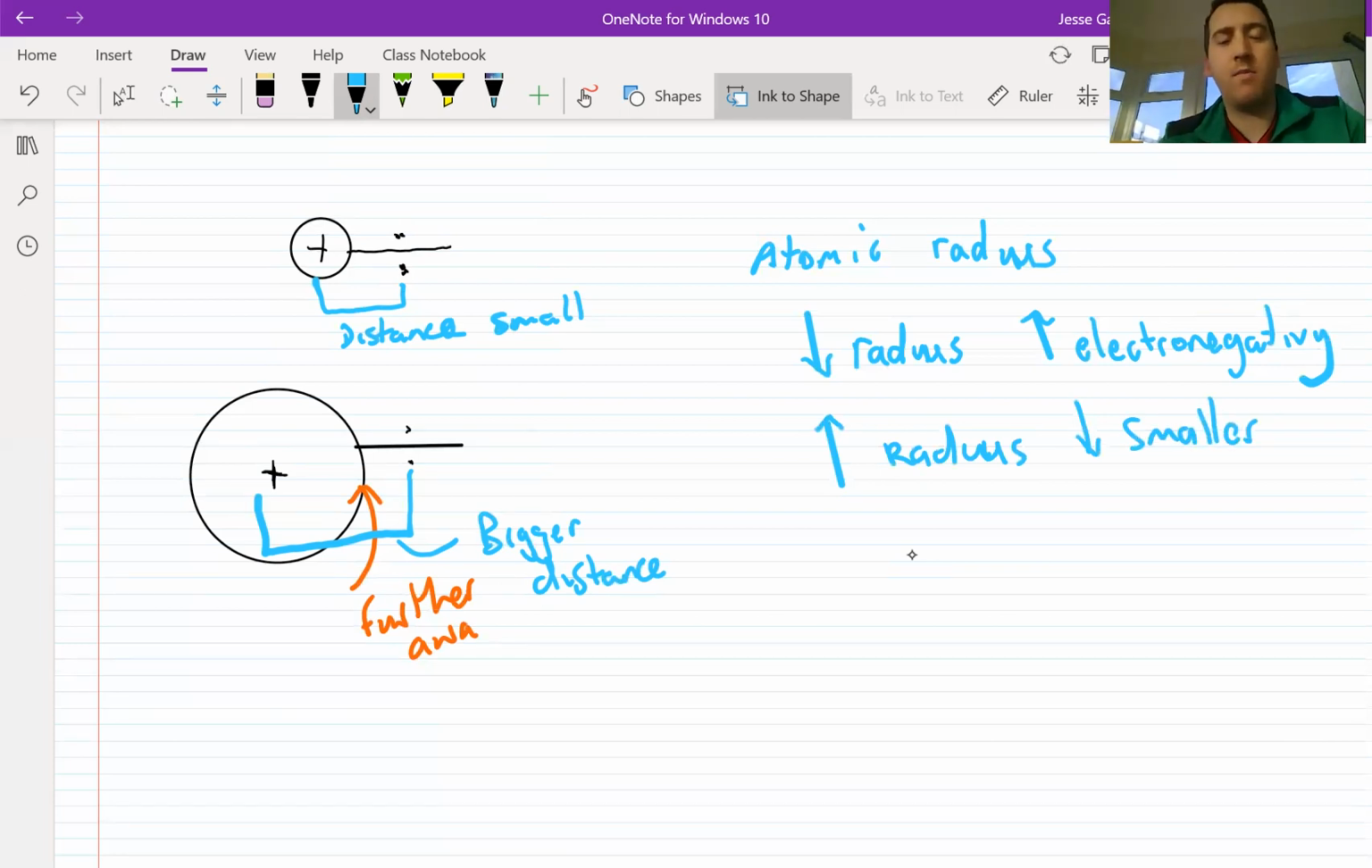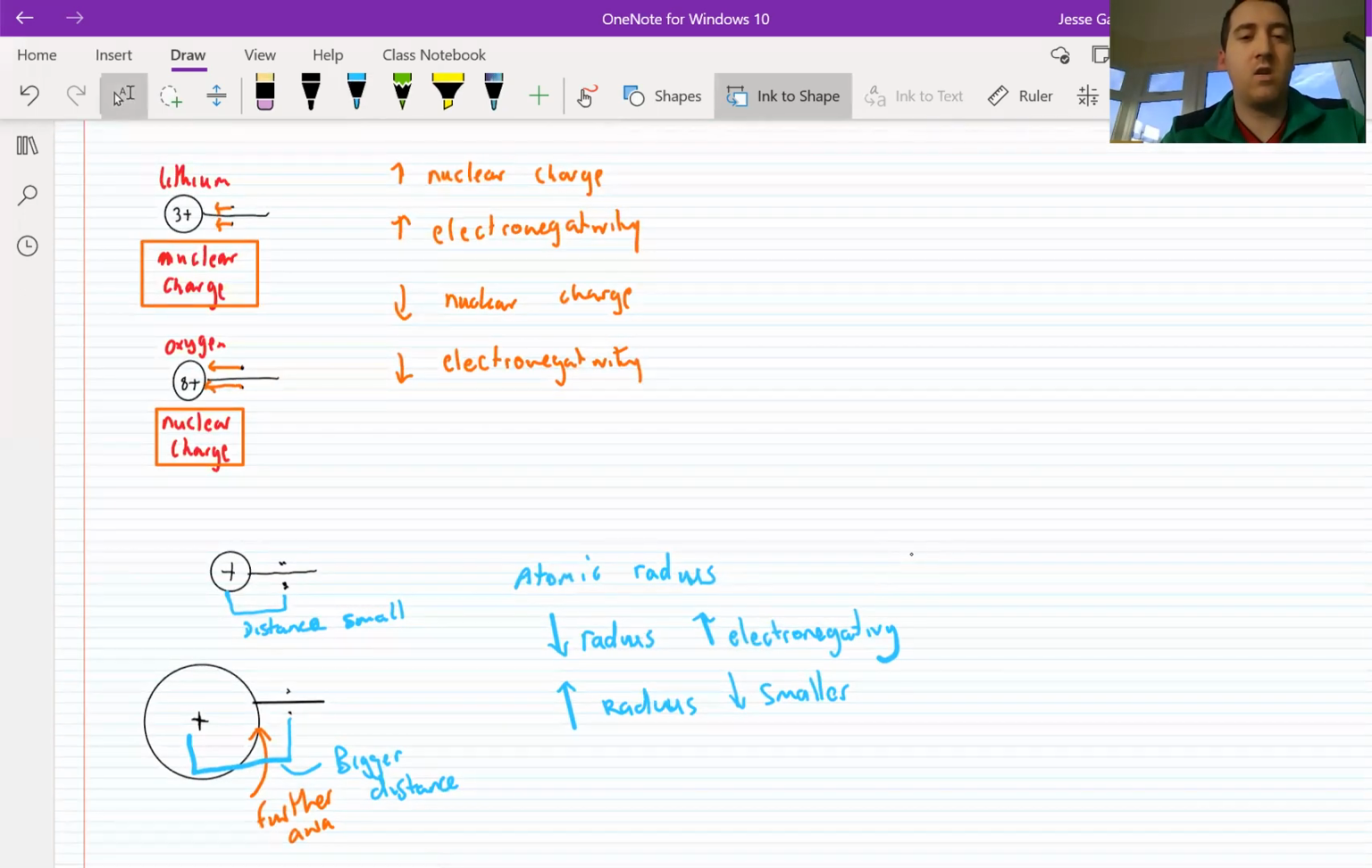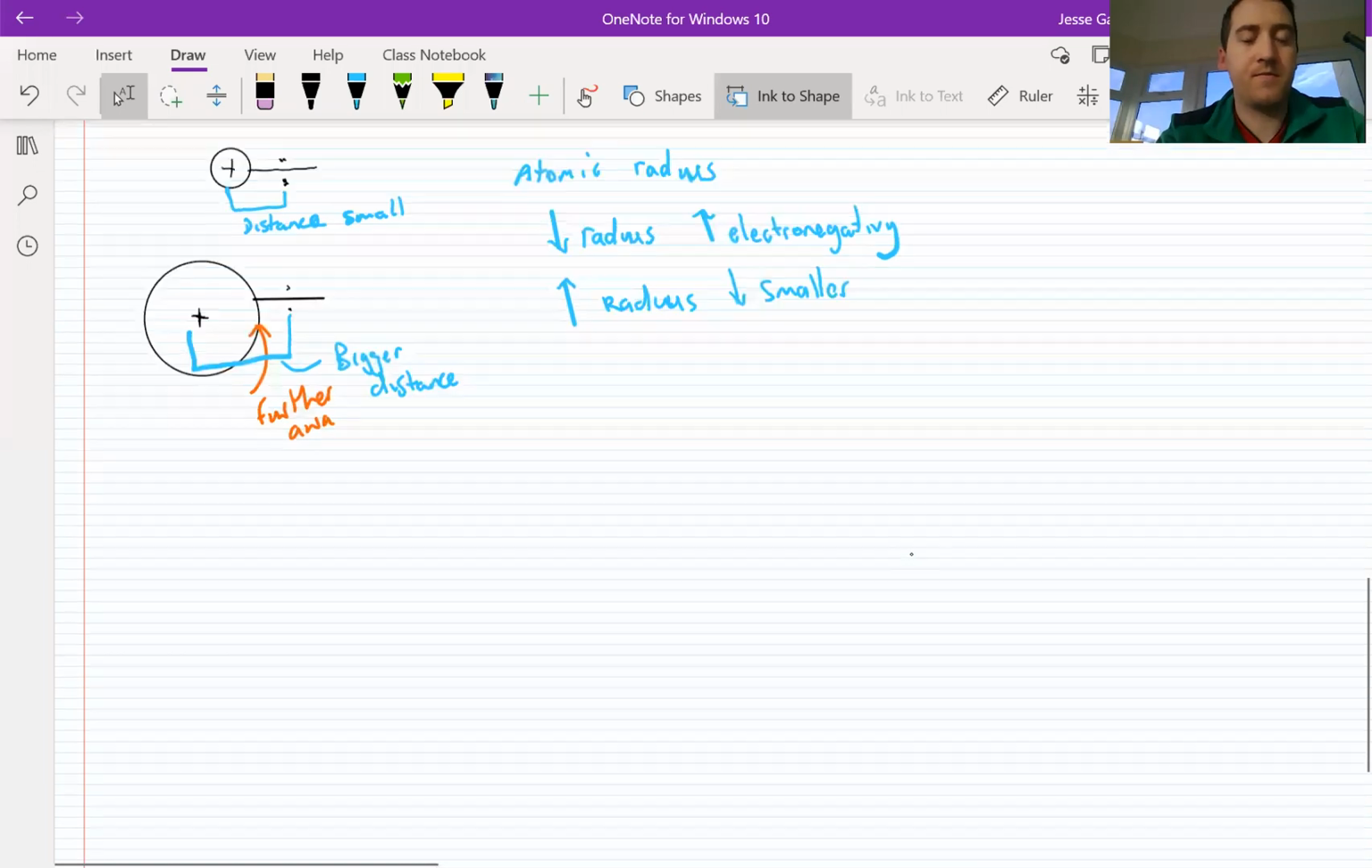Now, this is going to be really important when we start moving around the periodic table and we're starting to figure out, okay, why is it smaller there? Why is it bigger there? So we have to apply these factors to the periodic table afterwards. So we've got two factors that affect electronegativity. First of all, we have the nuclear charge. Secondly, we have the atomic radius.